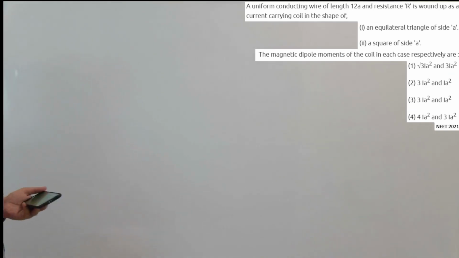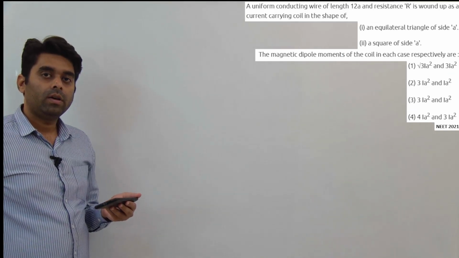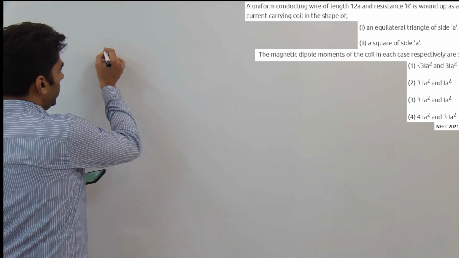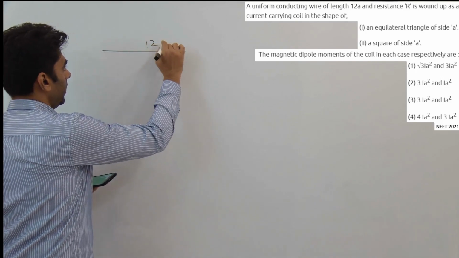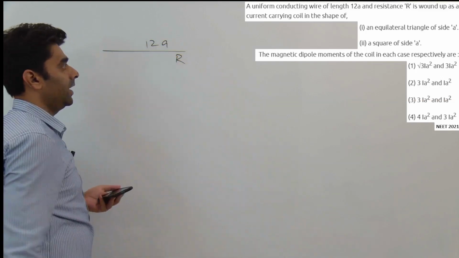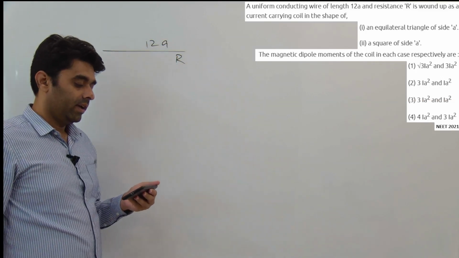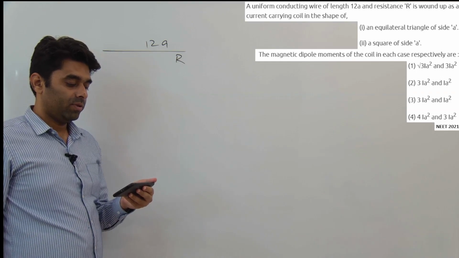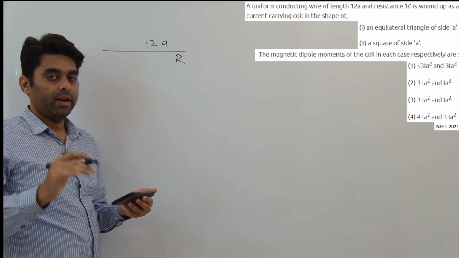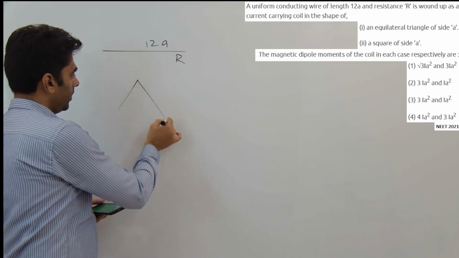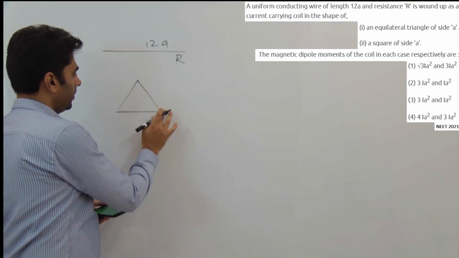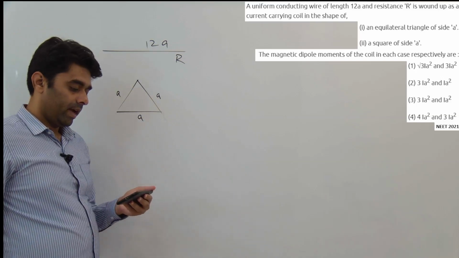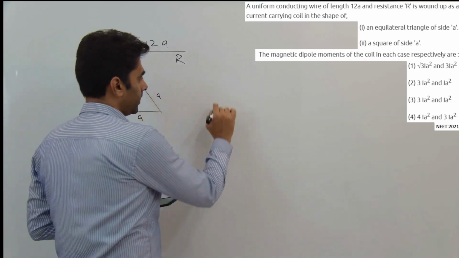Okay. Next question, it says a uniform conducting wire of length 12A and resistance R is wound up as a current carrying coil in the shape of, first, an equilateral triangle of side A. Okay, equilateral triangle of side A. And second, as a square of side A.